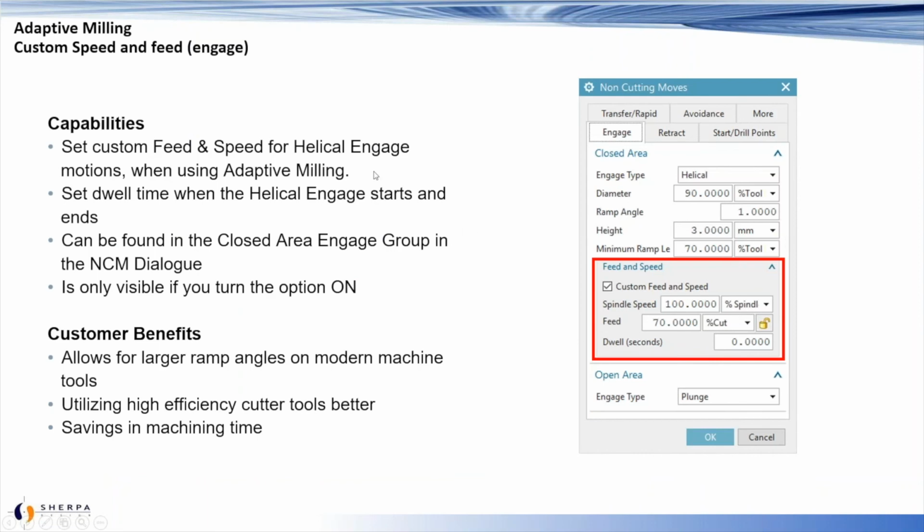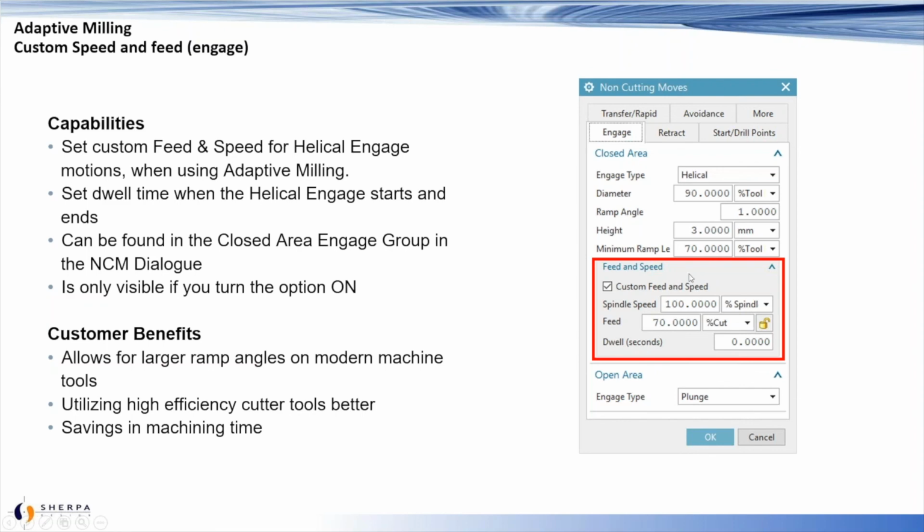Another new thing they put in there is, especially with the adaptive milling, your engagement. Helical engagement is the only option that you have with adaptive milling at the moment for closed areas. And one thing that you might have noticed is that you may not want the spindle speed and feed to be the exact same for your engagement. Depending on your tool, you might want to slow down that feed rate a bit because it's a pretty big depth of cut.